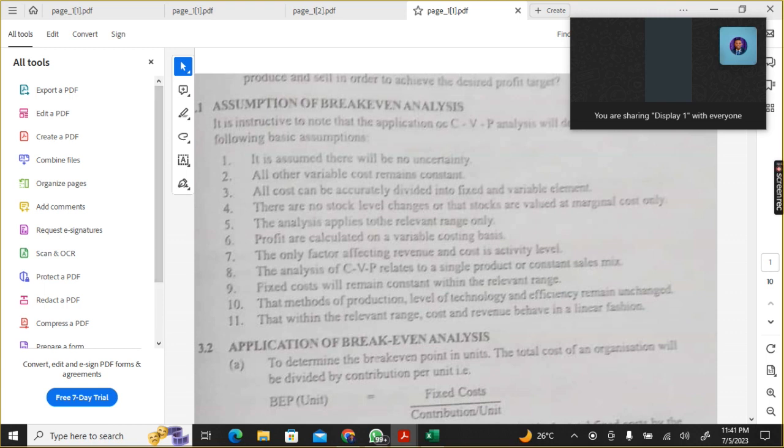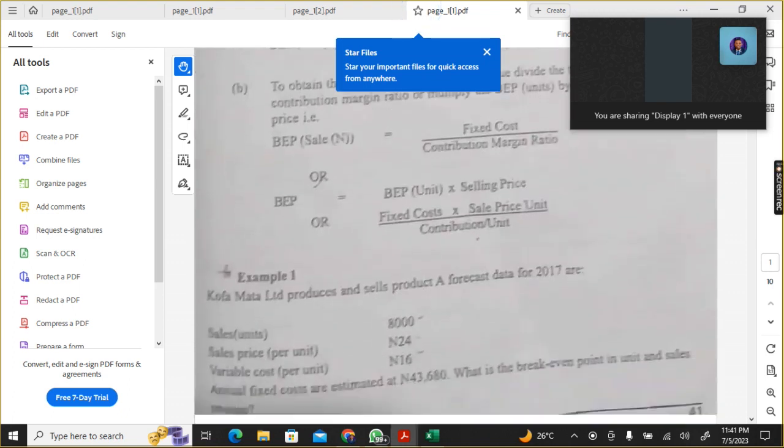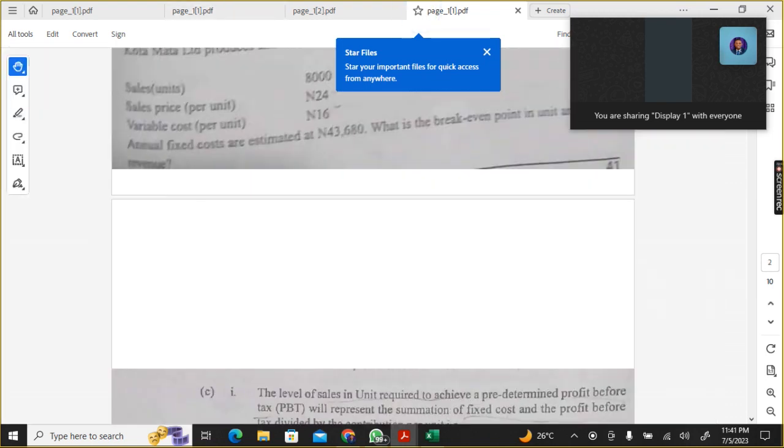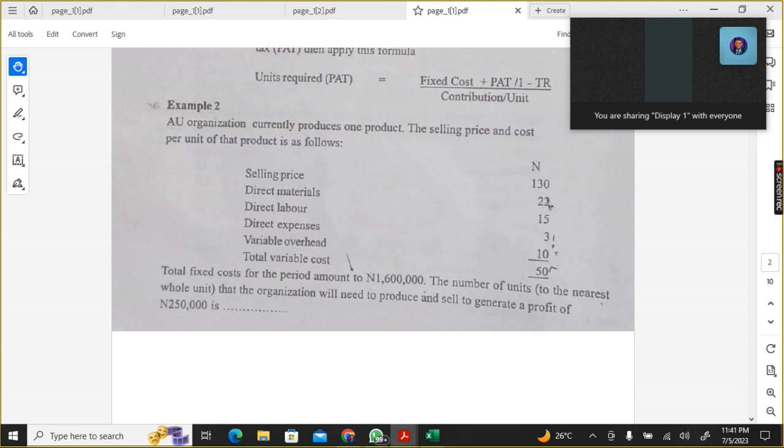AU organization currently produces one product. The selling price and cost per unit of that product is as follows: selling price 130 naira, direct material 22 naira, direct labor 15 naira, direct expenses 3, variable overhead 10 naira, total variable cost 50 naira. Total fixed cost for the period amounts to 1.6 million. The number of units, to the nearest whole unit, that the organization will need to produce and sell to generate a profit of 250,000 is dash.